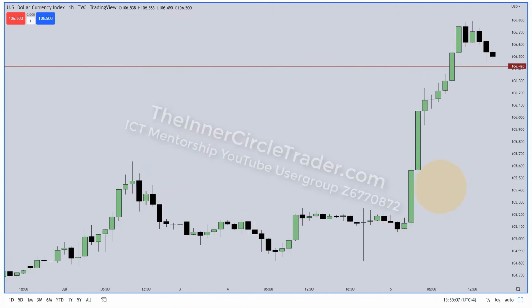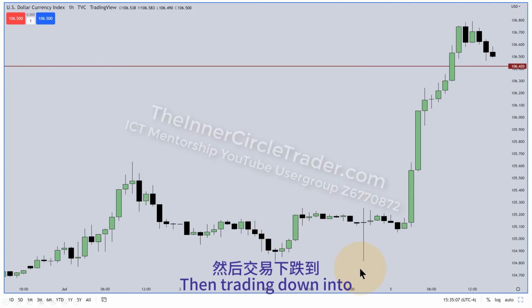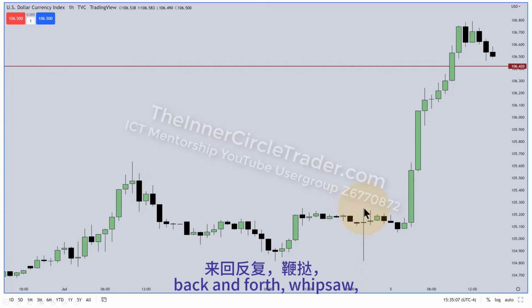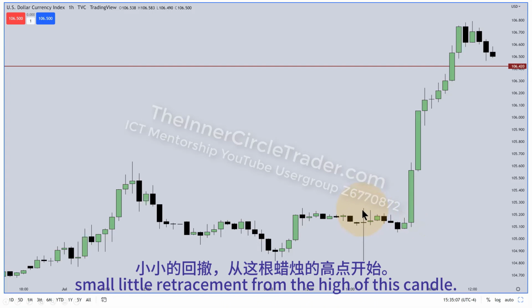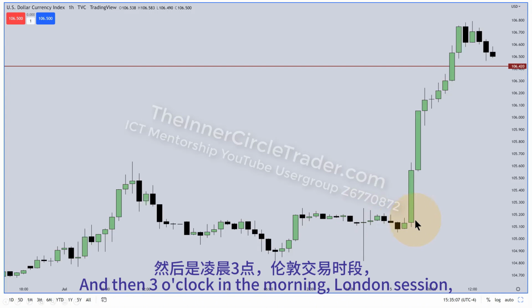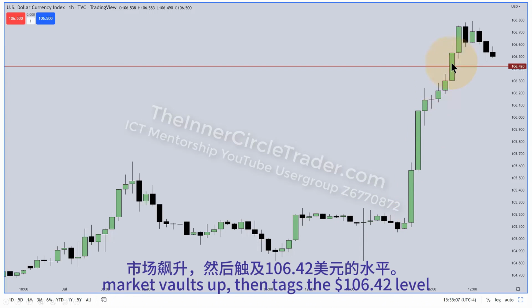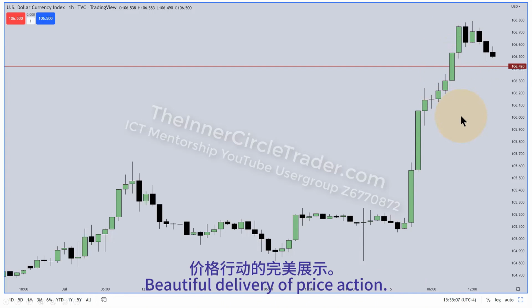Hourly chart, you can see we had 4th of July's trading here, listless, then trading down into this old low, back and forth, whipsaw, and then drops down into small little retracement from the high of this candle. And then 3 o'clock in the morning, London session, market vaults up, then tags the 106.42 level we were looking for. Beautiful delivery of price action.